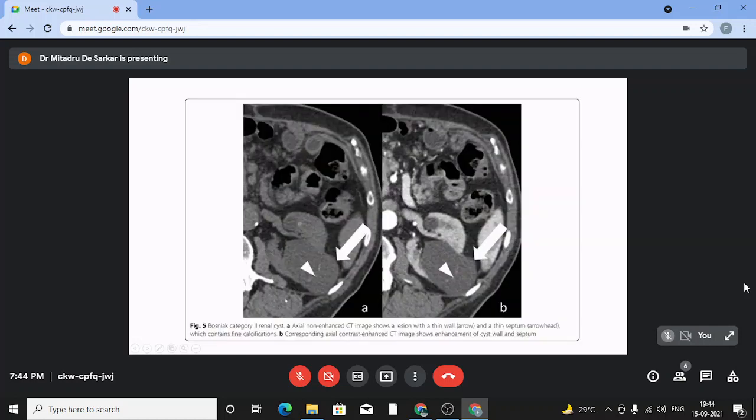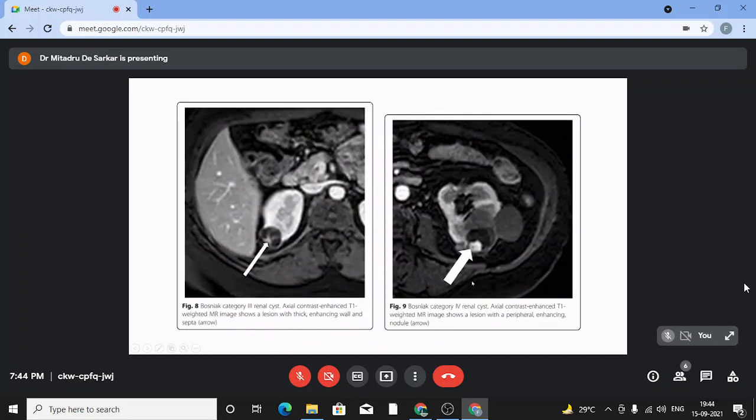In the case of the category 2F renal cyst, again you have these particular septations which are not enhancing much after administration of contrast. In the case of category 3 renal cyst, however, you have properly appreciable thick septa, whereas in the case of category 4 renal cyst, you have a proper solid expansile mass which is sitting separate from the wall of the cyst.